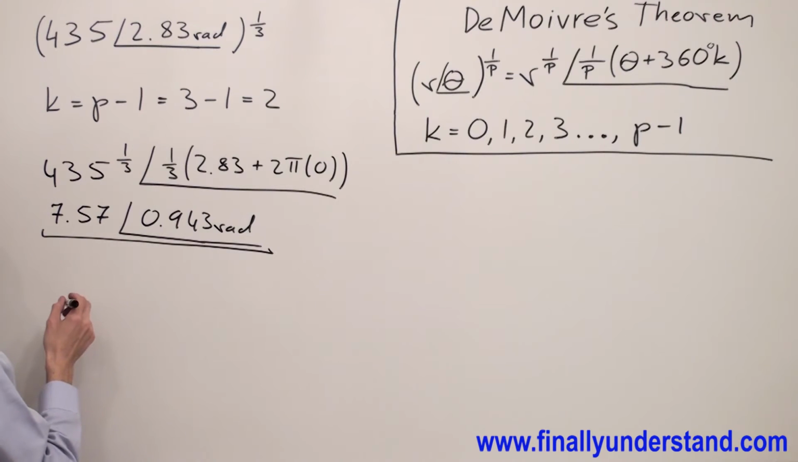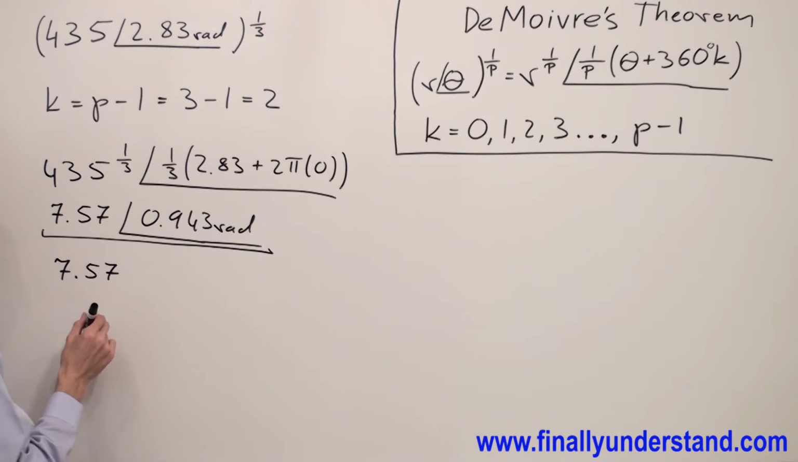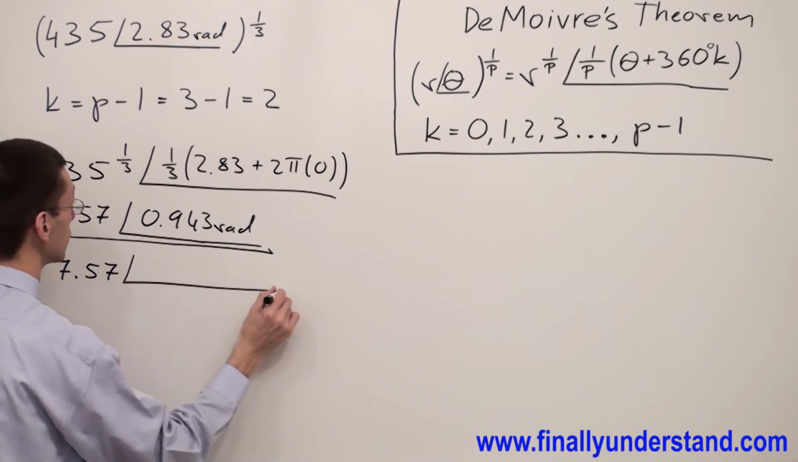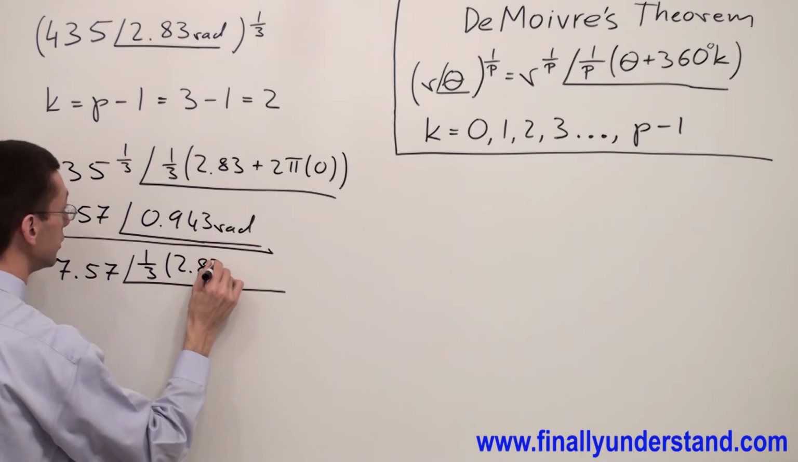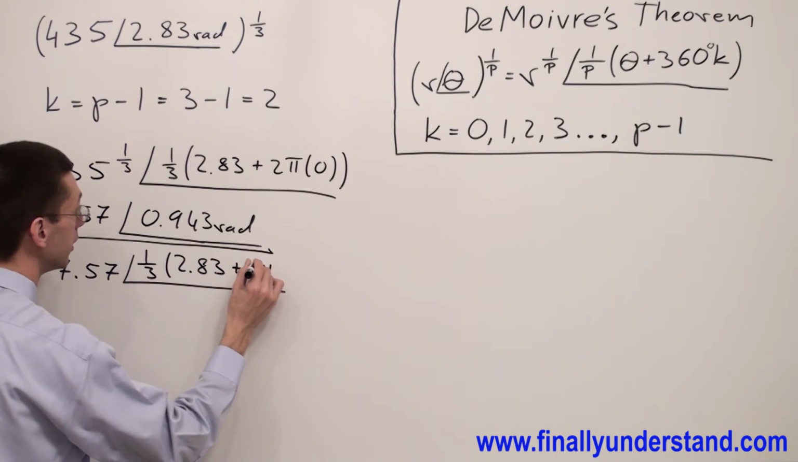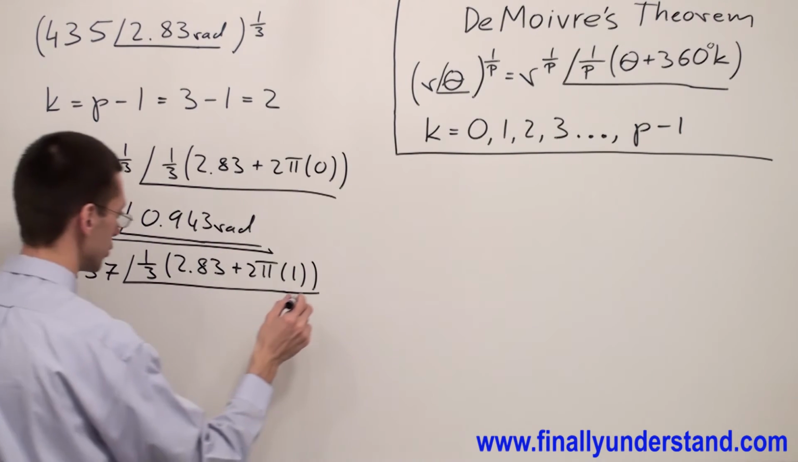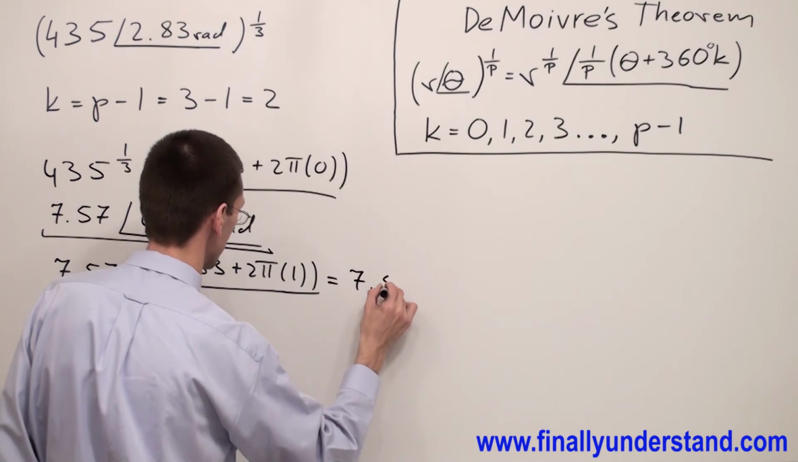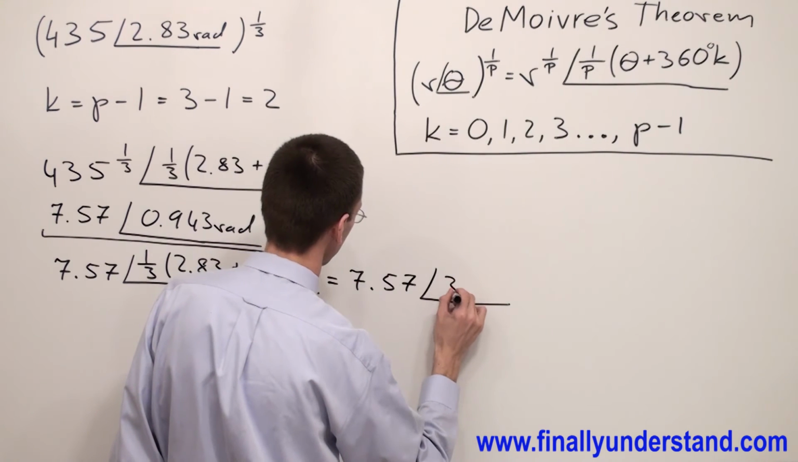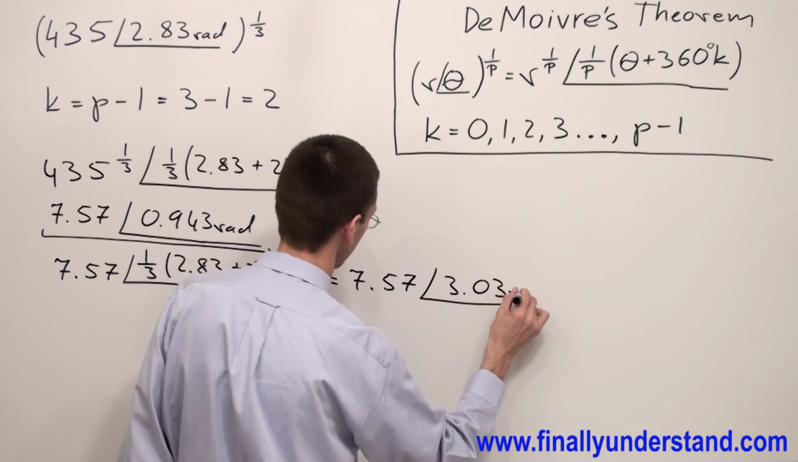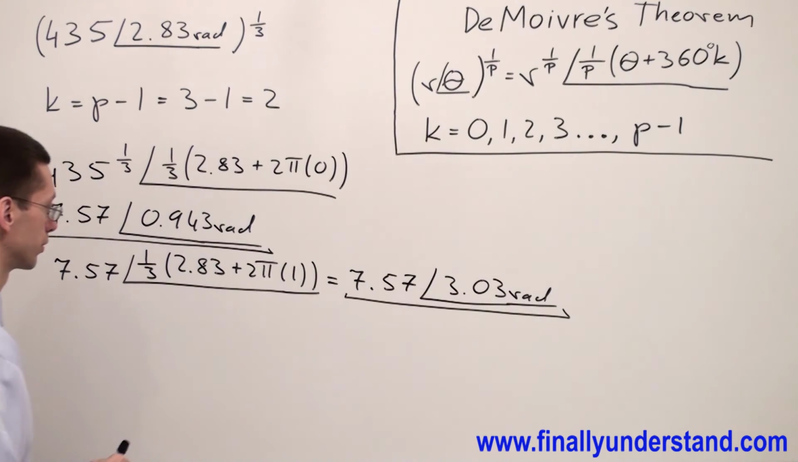If you want to find the next one, we have 7.57. The magnitude is going to be always the same, and simply write 1/3 open parenthesis 2.83 radians plus 2 pi times 1 close parenthesis, and this is equal to 7.57 and angle of 3.03 radians. Okay, so this is my second root, second answer.